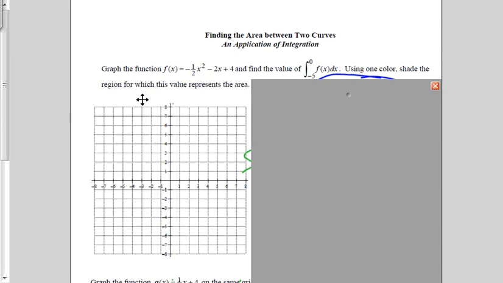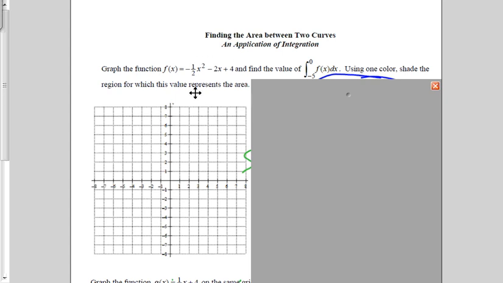Okay, so graph the function f of x equals negative 1/2 x squared minus 2x plus 4 and find the value of the integral from negative 5 to 0 of f of x dx. Using one color, shade the region for which this value represents the area. And again, finding the area between two curves is just an application of integration.